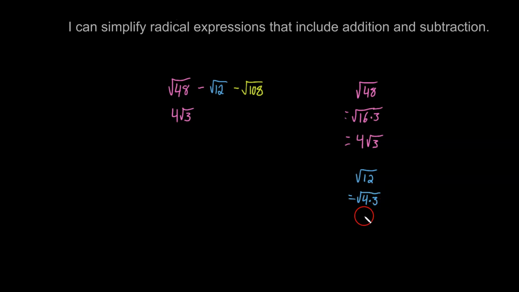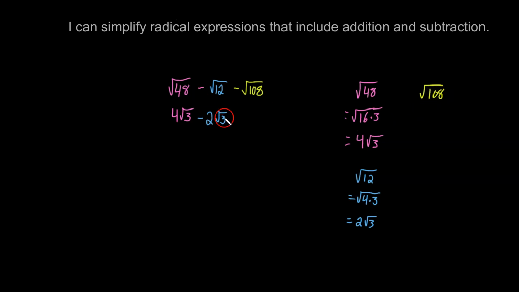And 4 is a perfect square. So this is equal to, and the square root of 4 is 2, so we get 2 square roots of 3. So we get minus 2 square roots of 3. And lastly, we get the square root of 108. This one might be a little bit trickier.